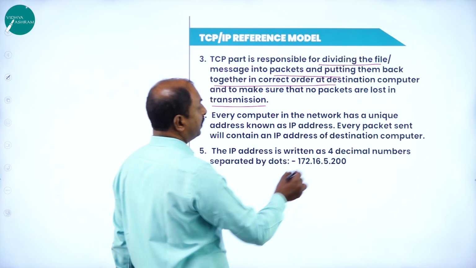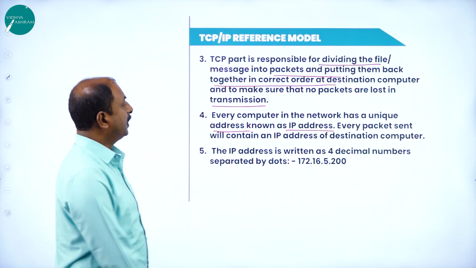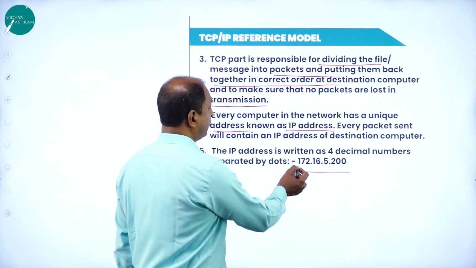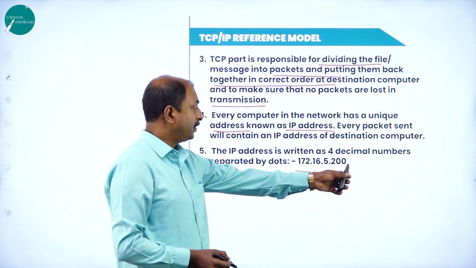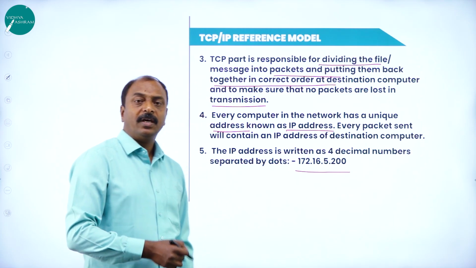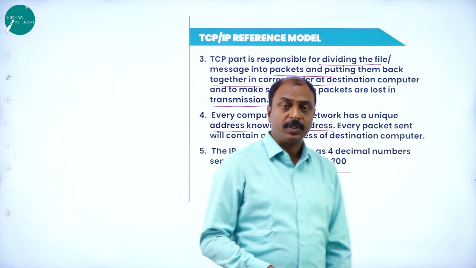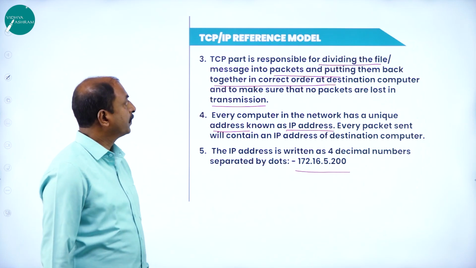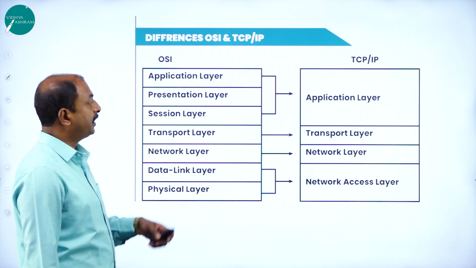Every computer on a network has a unique address known as an IP address, that is the IP protocol. The IP address is generally written as 4 decimal numbers, for example 172.16.5.200. This is IP version 4, IPv4. Nowadays, as more computers are added to the network, we are using the IPv6 format of IP address. Now let us see the difference between TCP/IP and the OSI reference model.